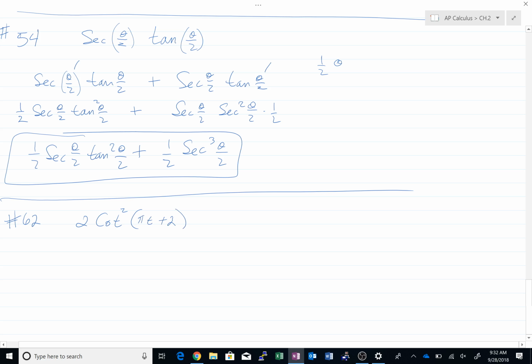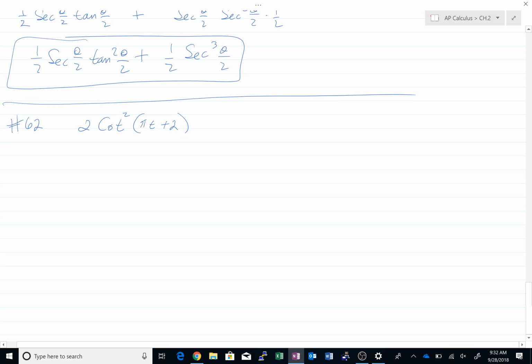Okay, you have to rewrite this. Anytime you have a power, guys, you have to rewrite. This one becomes 2 cotangent of pi t plus 2. That's really what that square does. It comes out here. Now we have to kind of use power rule. Okay, the power times out front. So 2 times 2 is 4.